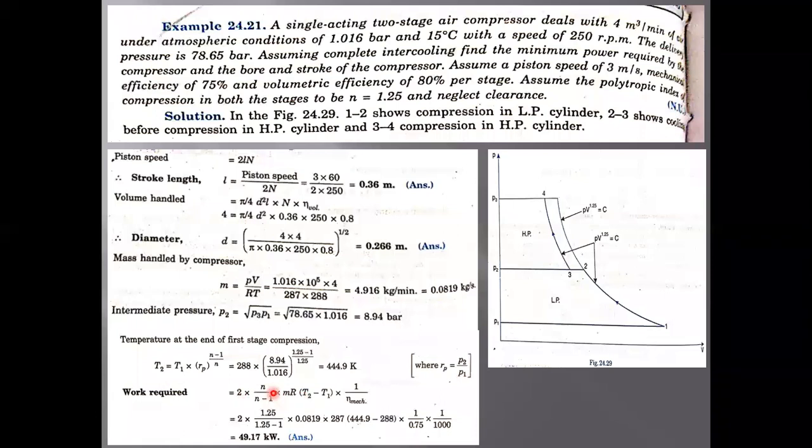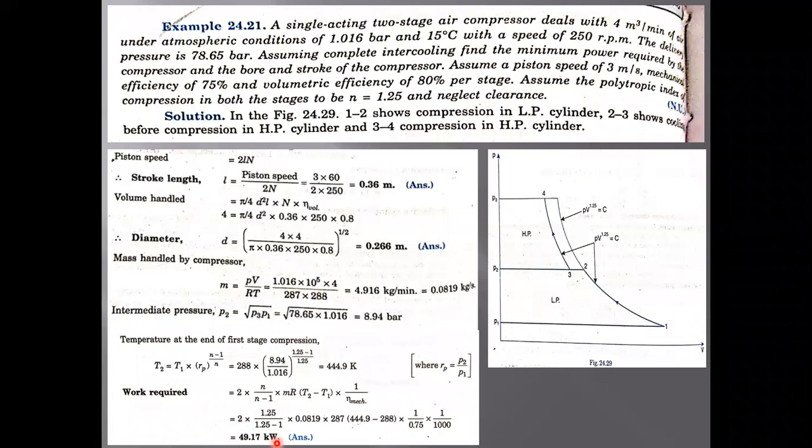So 2 into n by n minus 1 mR of (T2 minus T1) into 1 by mechanical efficiency. So 2 into 1.25 by 1.25 minus 1, and the m value we already found out here, 0.019 kg per second. See, it was kilowatts, so that's why we need to keep that in kg per second, into 287 we already know, and T2 just now we have found out 444.9, and T1 which is already given in the problem, that is 288, into mechanical efficiency.